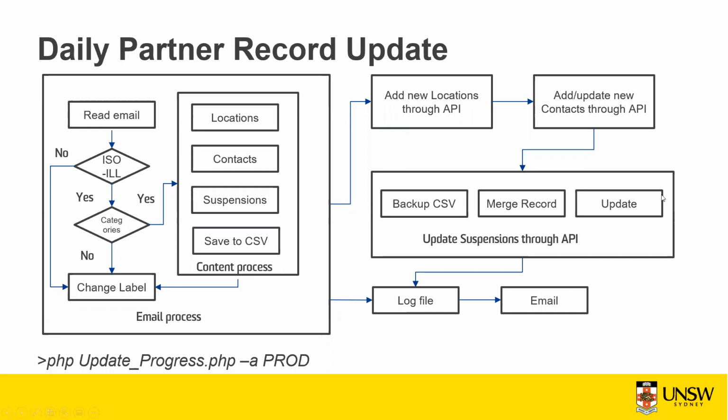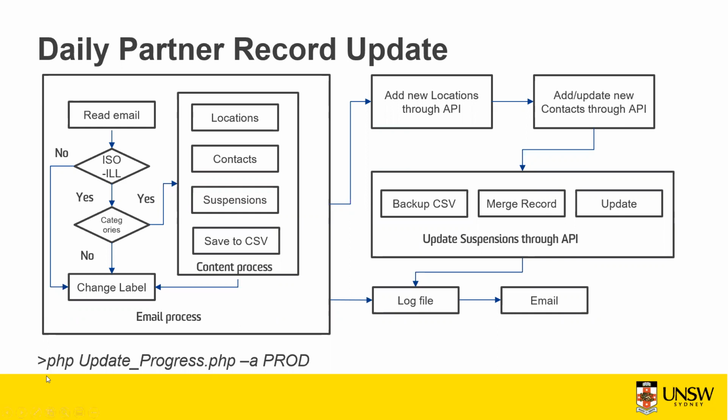The update process reads the data from the data file, puts it into the dataset and passes it through the Alma API. When that is finished, the next step creates a log file to record how many processes have been done, how many succeeded, how many failed, and also how many emails have been read from the email account. Finally, it triggers an email to inform the recipient that the process has finished.